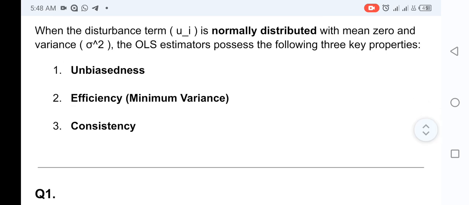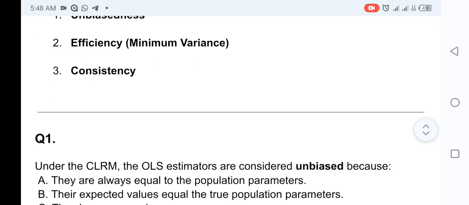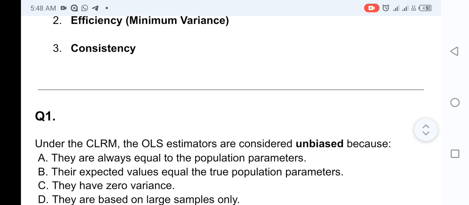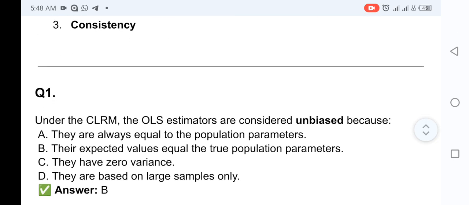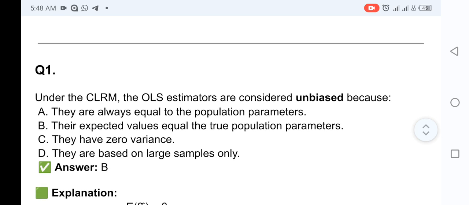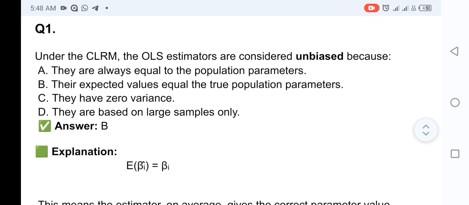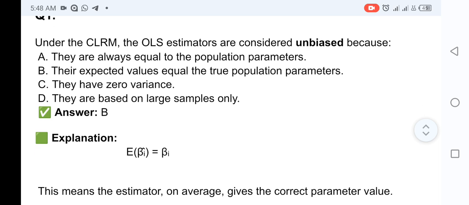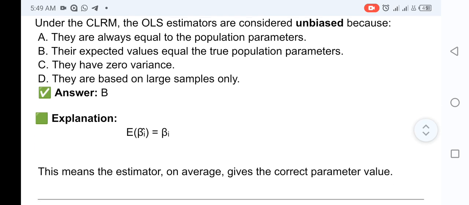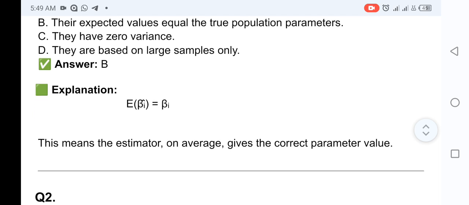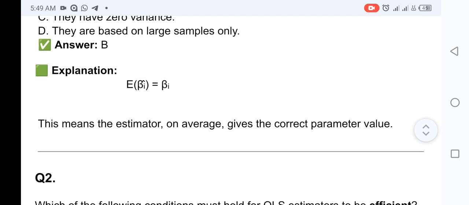Q1. Under the CLRM, the OLS estimators are considered unbiased because A. They are always equal to the population parameters. B. Their expected values equal the true population parameters. C. They have zero variance. D. They are based on large samples only. Answer: B. Explanation: E(beta hat) equals beta. This means the estimator, on average, gives the correct parameter value.